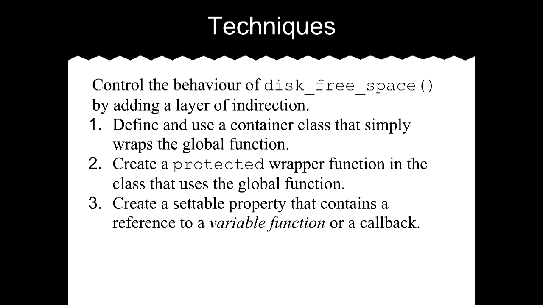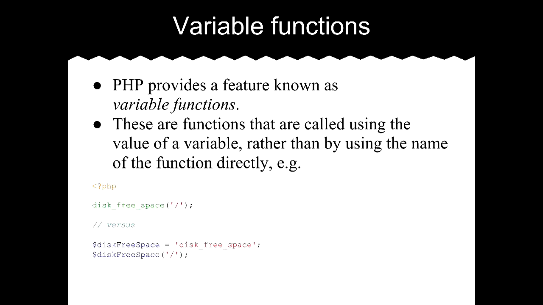Another option would be to create a settable property that contains a variable function or a callback. I'm going to go into detail about variable functions because it may not be as apparent as the other techniques. PHP provides this feature called variable functions. And these are functions that can be called using the value of a variable rather than the name of the function directly. You can store the name of the function as a string and then invoke the variable like a function. Or you could set the variable to an anonymous function.